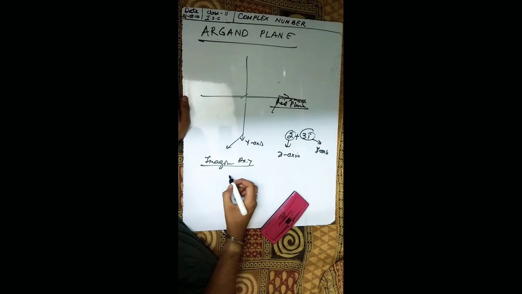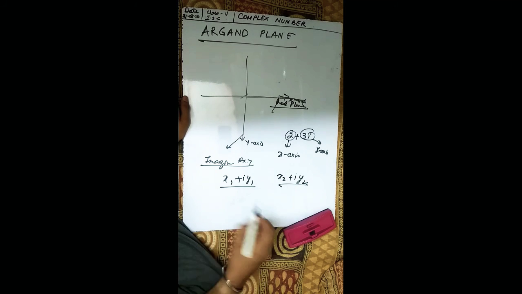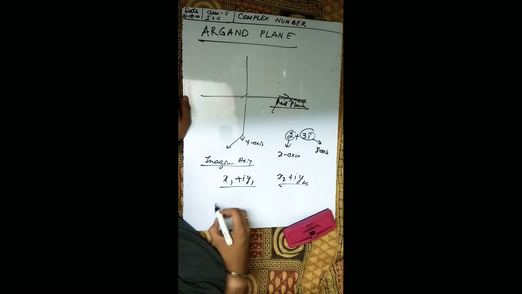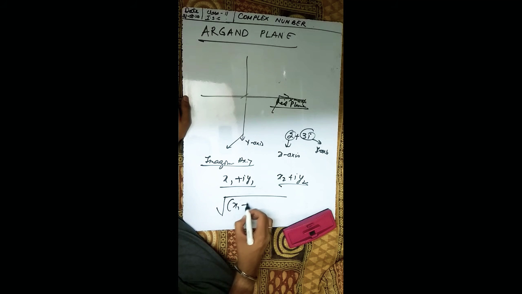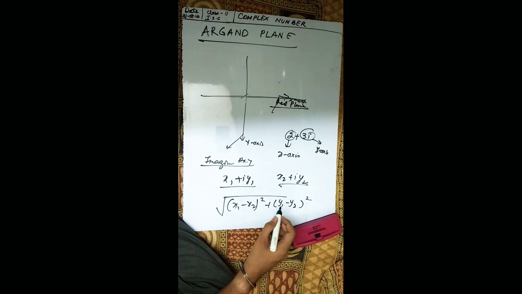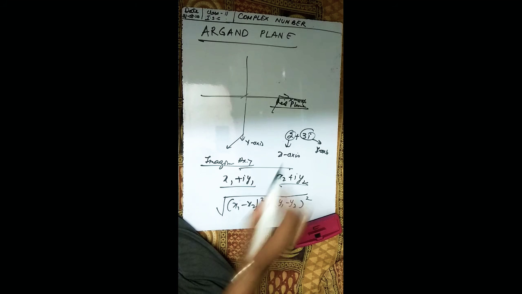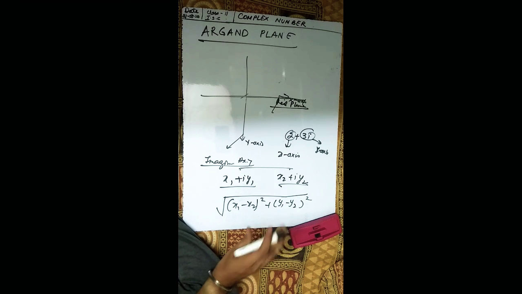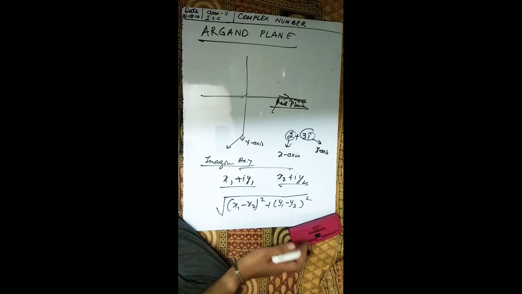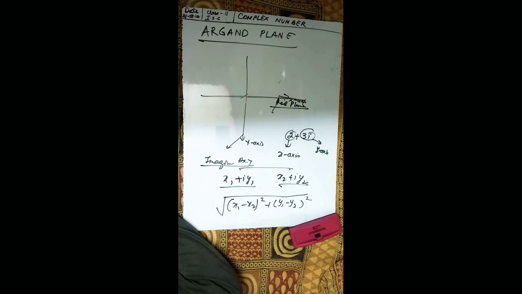Say for example, if you have two points x1 plus i y1 and x2 plus i y2, and you need to find the distance between these two points, what will be the distance formula? We know the distance formula: square root of (x1 minus x2) whole square plus (y1 minus y2) whole square. So this is the distance formula between two complex numbers also. The concepts are the same. We don't have to study other things in it. All the things will be the same; in place of real numbers, we need to put complex numbers.